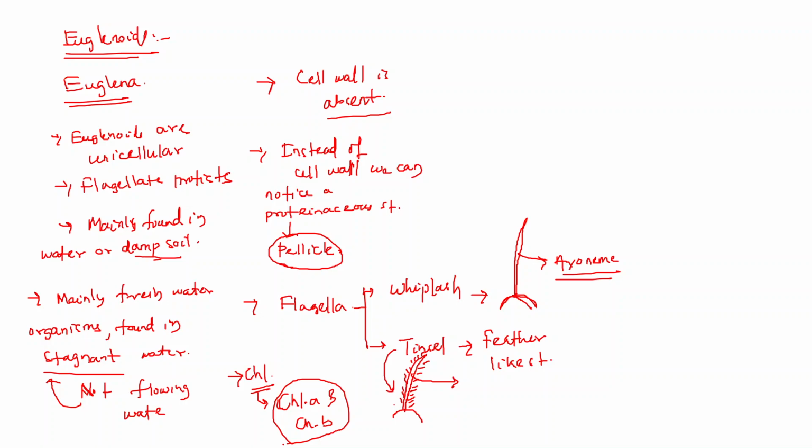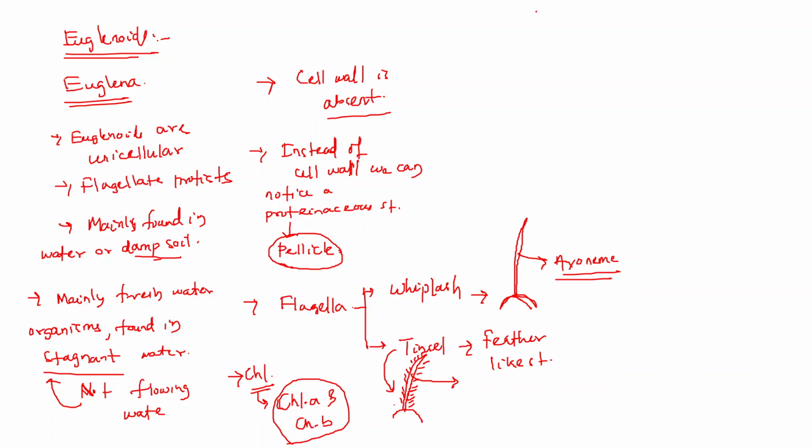There is a structure present in the euglenoids which is known as stigma or eye spot, and it is photosensitive in nature. Photosynthetic in nature? Photosensitive, not photosynthetic. It is photosensitive in nature.